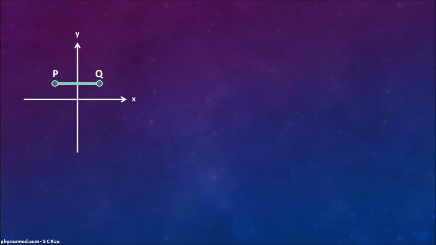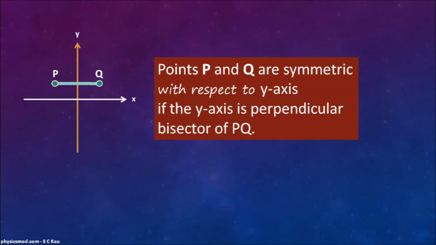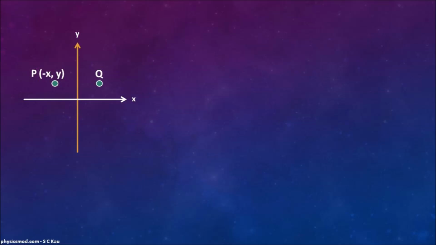Likewise, points P and Q are symmetric with respect to the y-axis if and only if the axis is the perpendicular bisector of line segment PQ. This means that if point P with coordinates (negative x, y) is on a graph symmetric with respect to the y-axis, then the point Q with coordinates (x, y) is also on the graph.